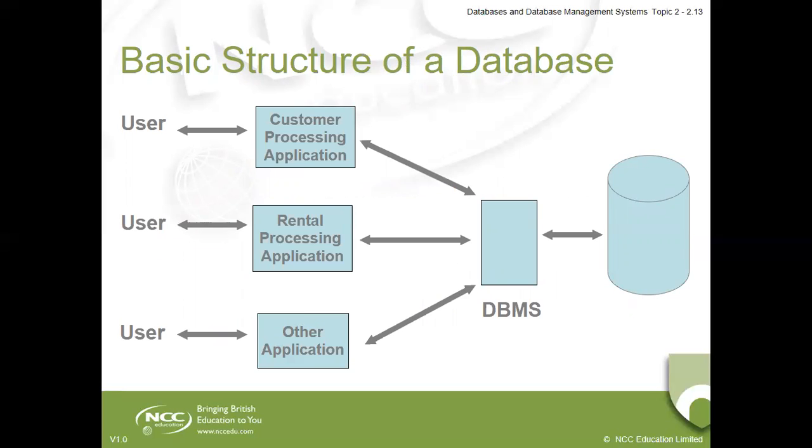So what you see there is a basic structure of a database. As you can see, there is a DBMS, Database Management System, connected to the actual database, which looks like a container. Actually, that's hardware, a hard drive. Then we've got 3 users: those in customer processing, rental processing, and the other application. All 3 are accessing data from one container, one source, and the DBMS is the same.